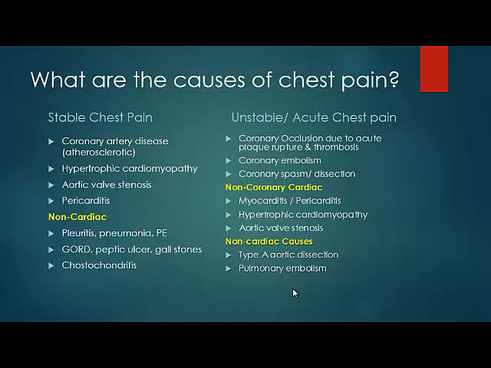Then you have the non-coronary cardiac causes, which are myocarditis and pericarditis. They can present acutely. Dr. Keegan in his MRI talk showed some examples of myocarditis. Then hypertrophic cardiomyopathy can present acutely with chest pain. Aortic valve stenosis we also see as an incidental finding, or perhaps the cause, in patients presenting with acute chest pain. And then type A aortic dissection and pulmonary embolism. So there are several causes that, from an imaging point of view, we have to be aware of.